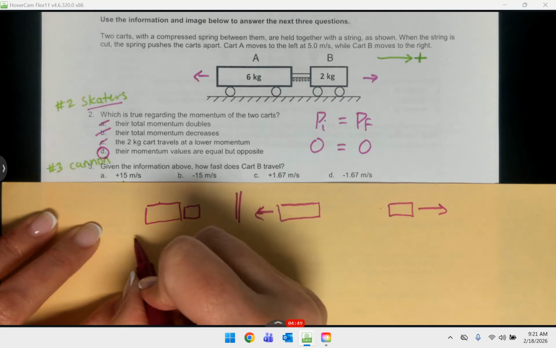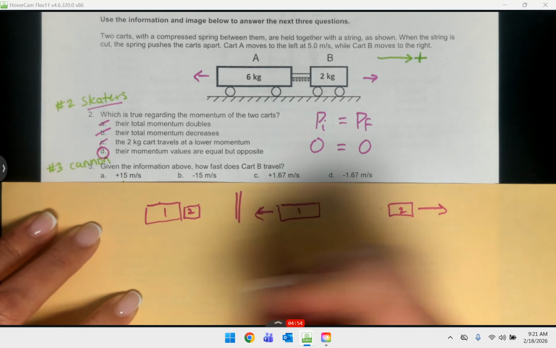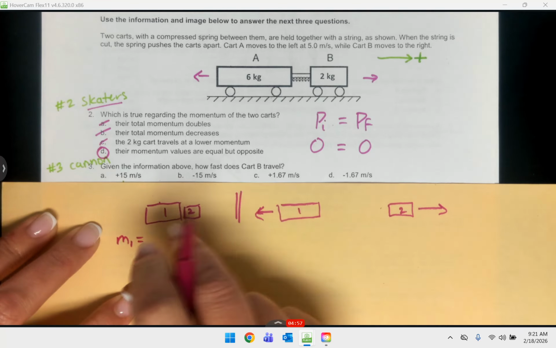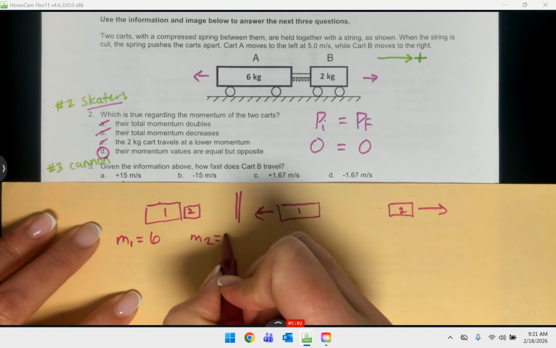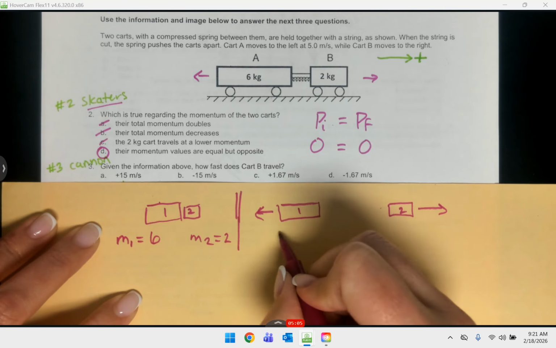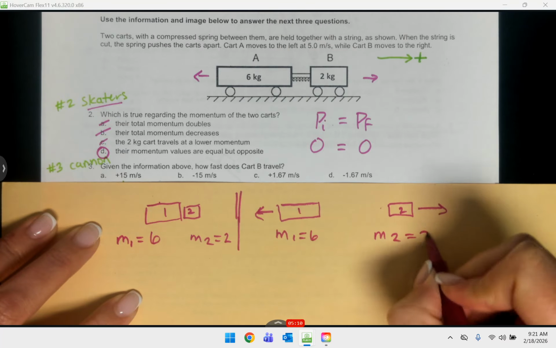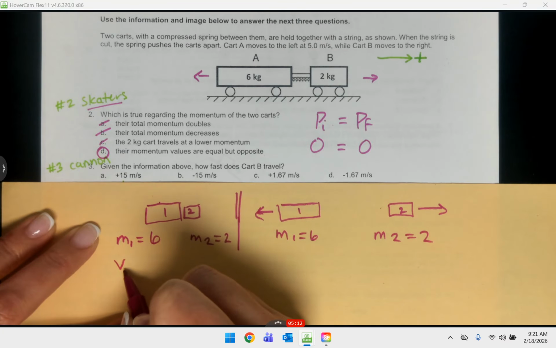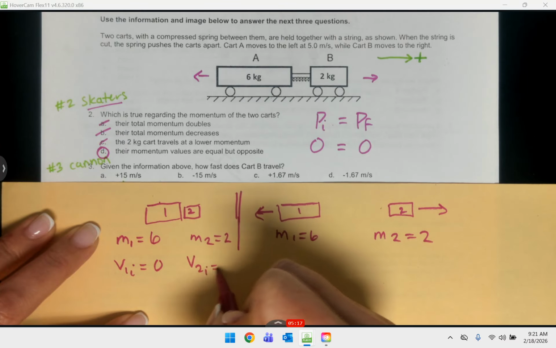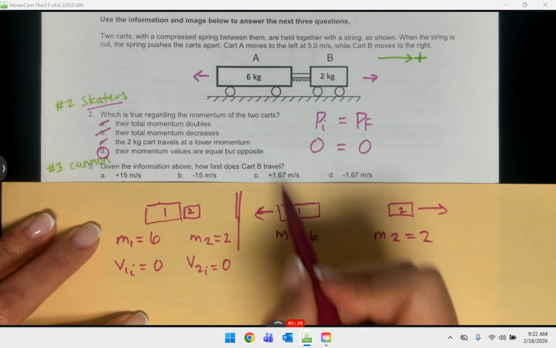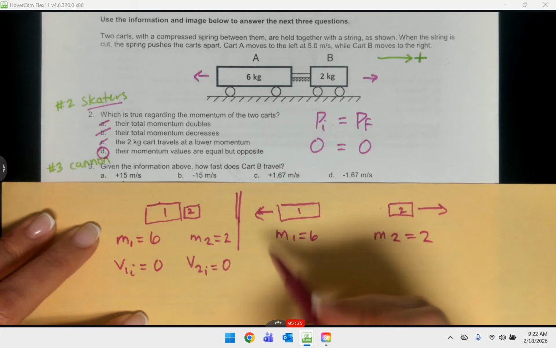And you can label the objects 1, 2. On this one, they're A, B, 1, 2. And we can label our givens. So M1 is going to be the mass of the bigger cart here, which is 6. M2 is the mass of the other one, which is 2. Those masses aren't going to change, so M1 and M2 over here are still 6 and 2. But the velocities will, because the initial velocity of object 1 is 0. The initial velocity of object 2 is also 0. Before the spring pushes them apart, they're at rest. Or before the cannon fires, they're at rest, if you're looking at the other one.